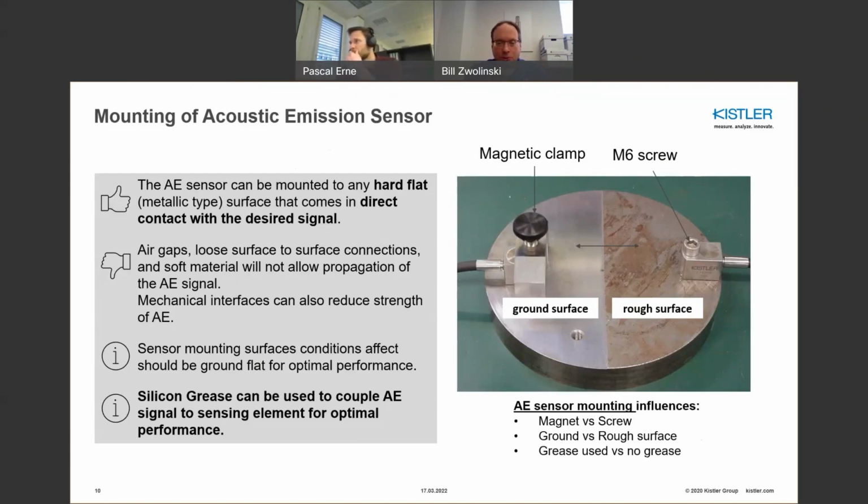The location of the sensors is important, but also the mounting surface and how you mount the sensor is also important. So what we're going to do here is take a look at a magnet versus screw, a ground surface versus a rough surface, and grease or no grease in the mounting. Grease is often used as a coupling agent to improve the mechanical coupling of a sensor to the surface.